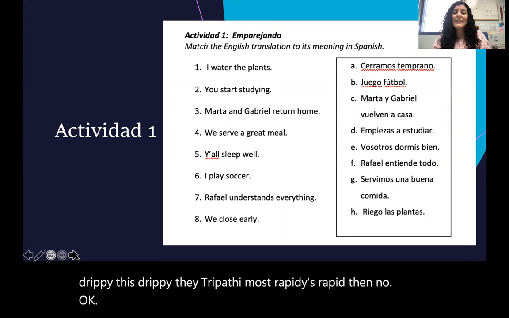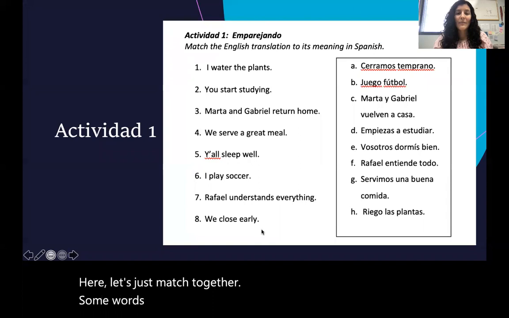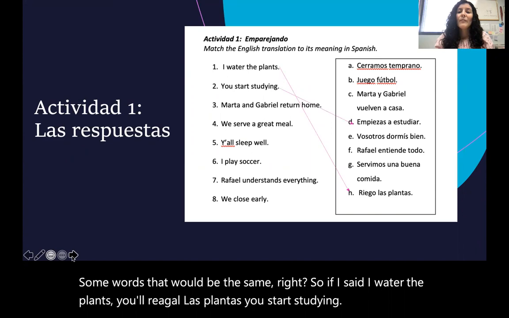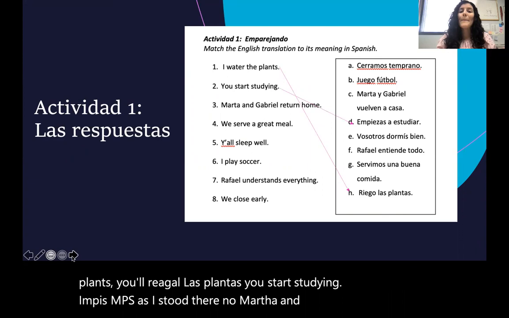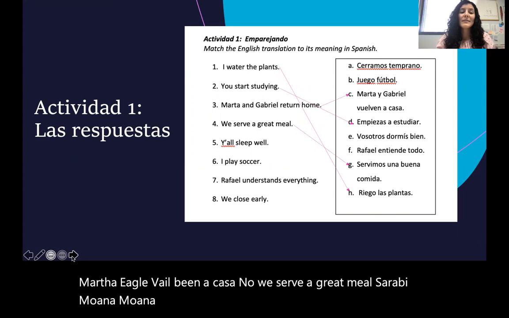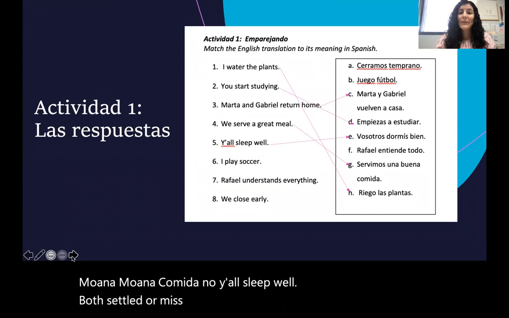Here, let's just match together some words that would be the same. So if I said, I water the plants, yo riego las plantas. You start studying, empiezas a estudiar. Marta and Gabriel return home, Marta y Gabriel vuelven a casa. We serve a great meal, servimos una muy buena comida. Y'all sleep well, vosotros dormís bien. I play soccer, juego fútbol. Rafael understands everything, Rafael entiende todo. We close early, cerramos temprano.